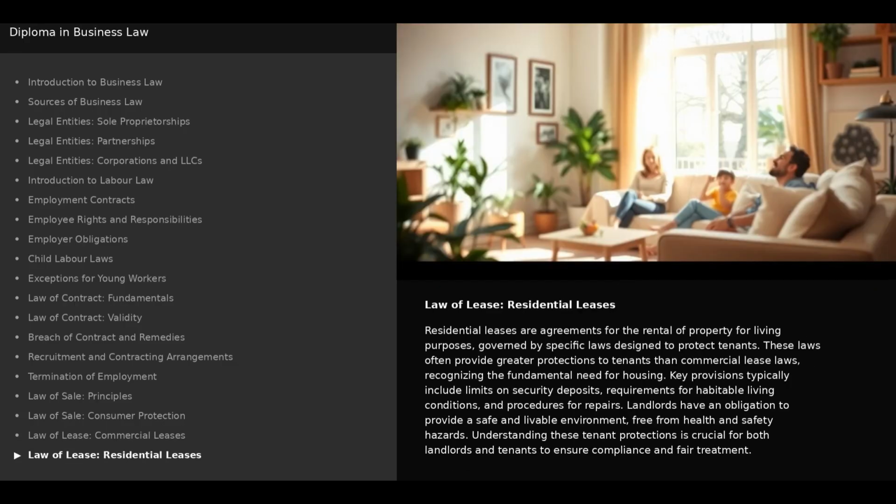Law of lease. Residential leases. Residential leases are agreements for the rental of property for living purposes, governed by specific laws designed to protect tenants. These laws often provide greater protections to tenants than commercial lease laws, recognizing the fundamental need for housing. Key provisions typically include limits on security deposits, requirements for habitable living conditions, and procedures for repairs. Landlords have an obligation to provide a safe and livable environment, free from health and safety hazards. Understanding these tenant protections is crucial for both landlords and tenants to ensure compliance and fair treatment.